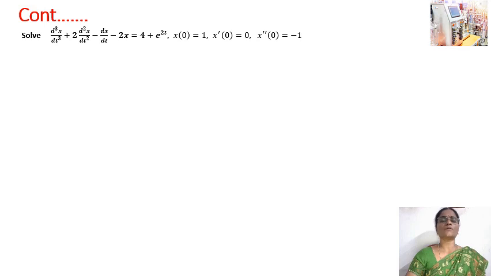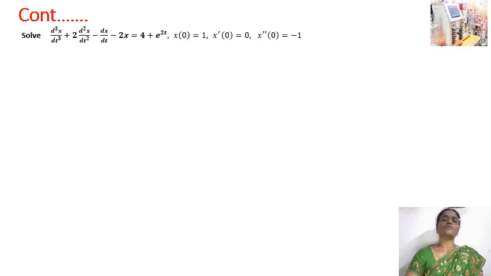Now take a problem: solve d cube x by dt cube plus 2 d squared x by dt squared minus dx by dt minus 2x equal to 4 plus e power 2t. The given conditions are x of 0 equal to 1, x dash of 0 equal to 0, x double dash of 0 equal to minus 1. This is the problem statement given to you. You know this is a third order ordinary differential equation, and we are going to solve it by Laplace techniques.